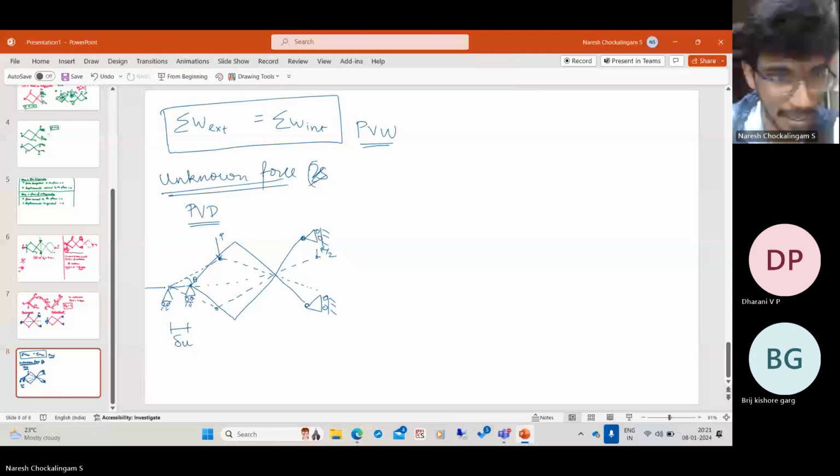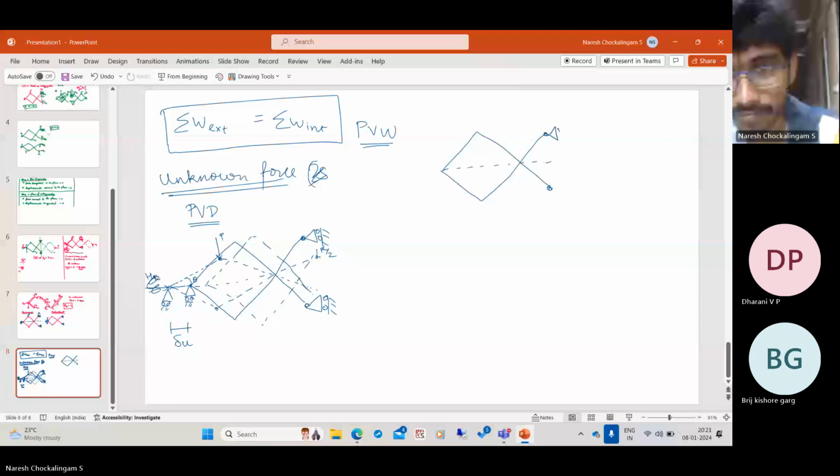So this is what we have, and I'm displacing it to the right, because we want to deal with positive quantities. Let us say this is delta u, and this is coming here. The support is moved here. And let me draw the deformed shape. It is to be a kinematically admissible deformation, which means it has to be like this. This angle increases, and this angle also increases. It becomes something like this. This moves up.